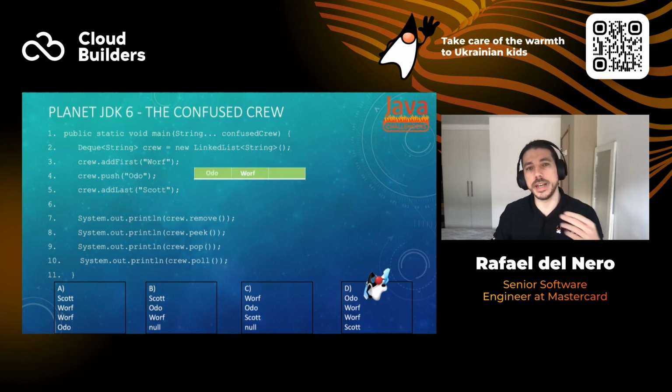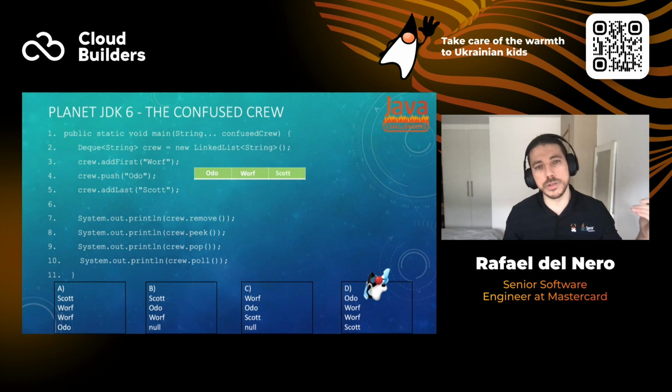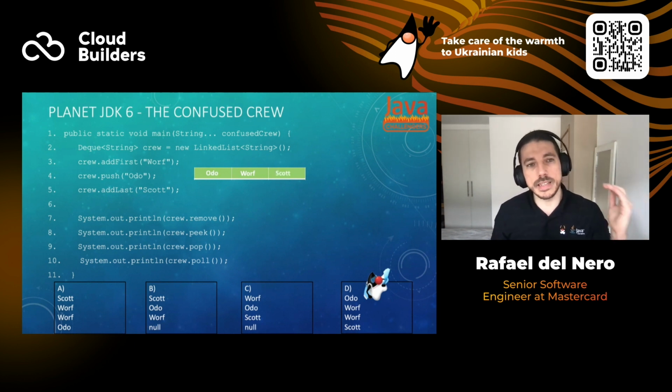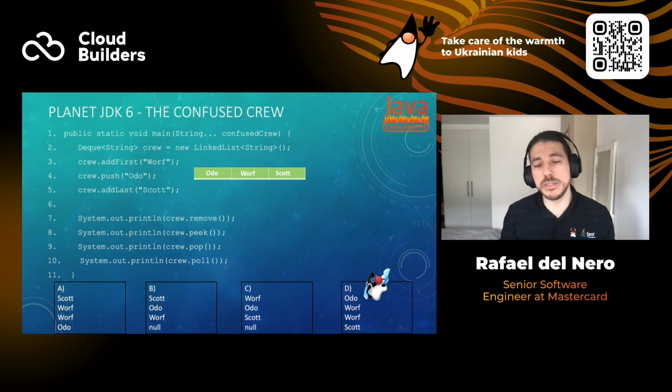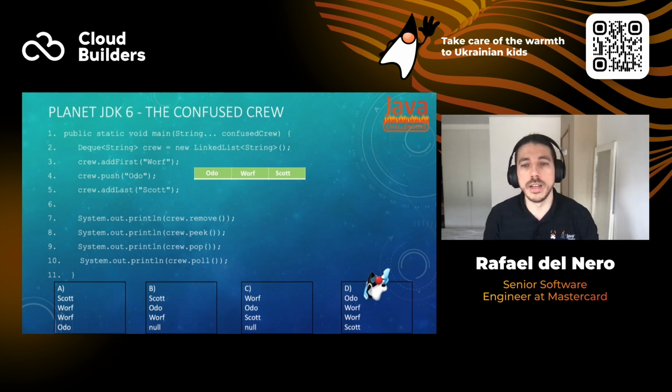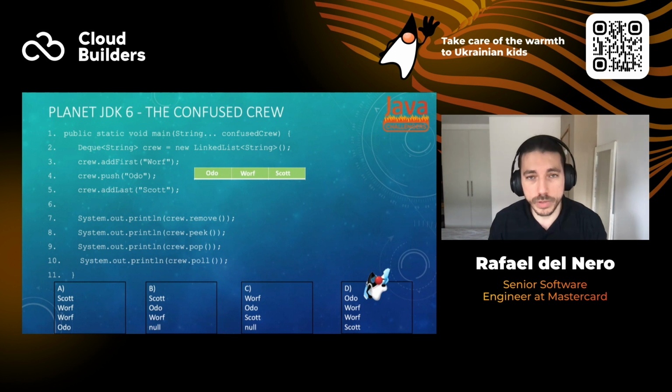then the push, as you can see, will add Data on the top, and then Scott will just be added last. Then what's going to happen is that Data will be removed first, since it's on the top. Then the peek will just peek at the element, won't remove or do anything else, and the pop will remove the first element again, and then the poll will just remove the last element.